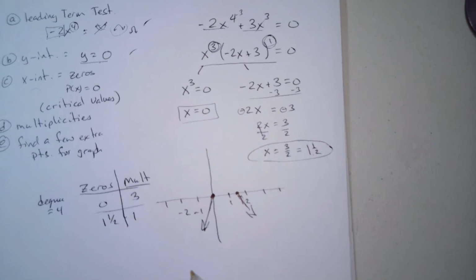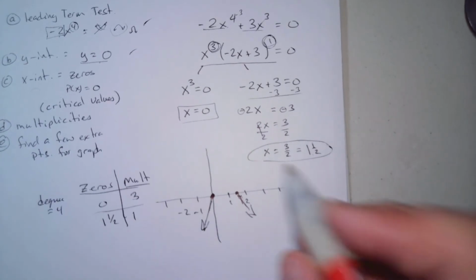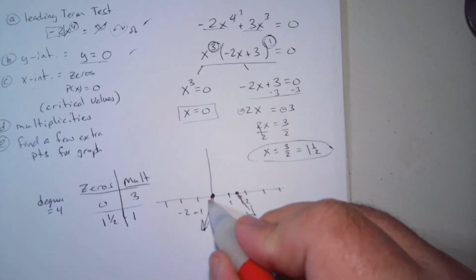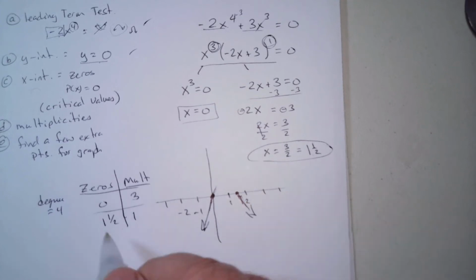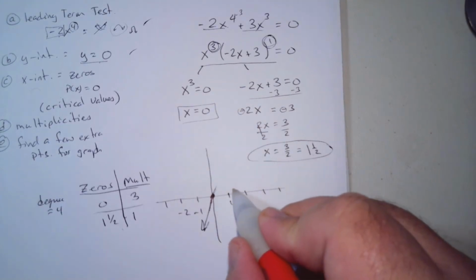All right. So let's look at what happens here. We know at 0 it crosses. And at 1 and 1/2 it crosses.